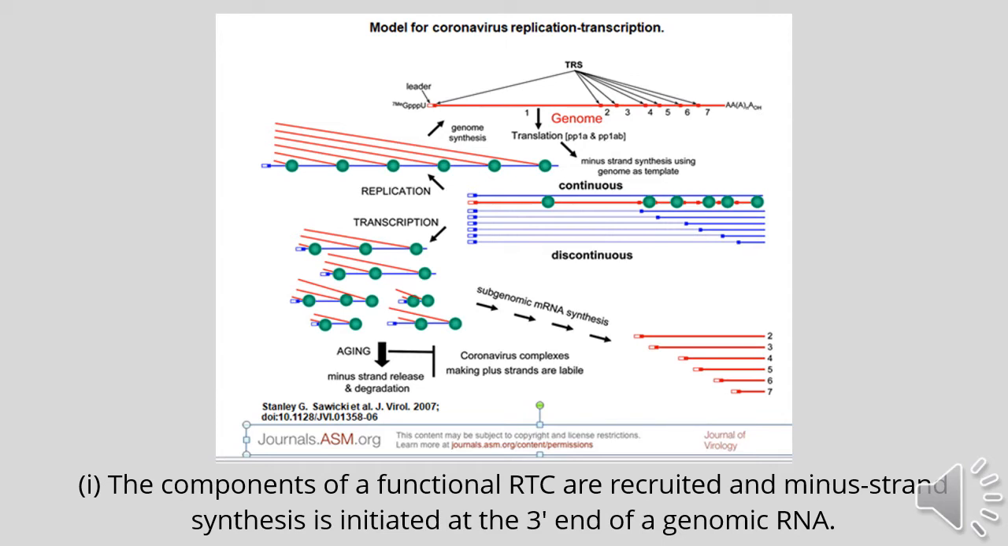ORF1 is the open reading frame. So this would signal the start of the whole process. The ORF1 of genomic RNA, which is designated by the red line as you can see here in the model, is translated to produce PP1A and PP1AB.